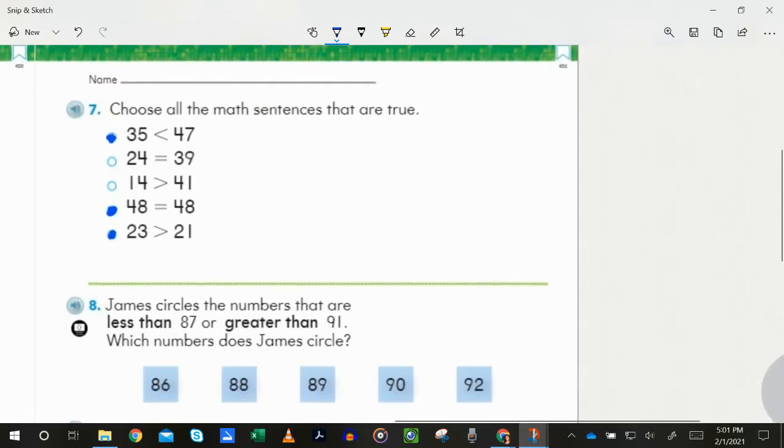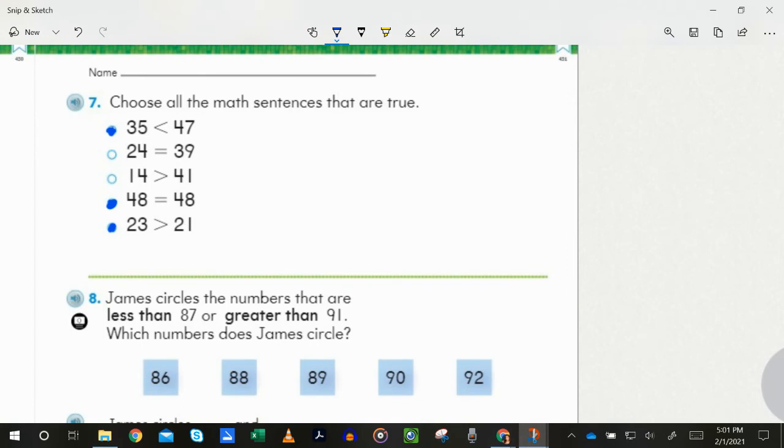Okay, mark with a star if you got those correct. Fix it with a crayon if you need to.